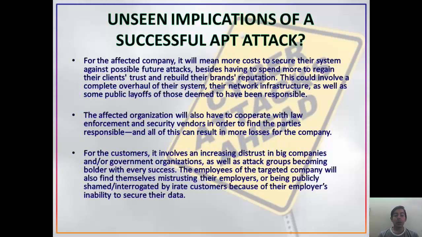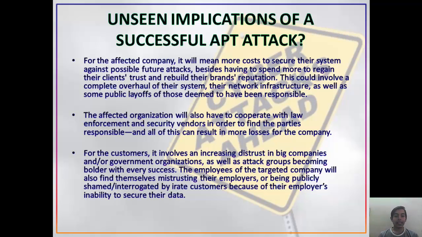Now what are some of the unseen implications of a successful APT attack? For the affected company, it will mean more cost to secure their system against possible future attacks, besides having to spend more to regain their clients' trust and rebuild their brand's reputation. Now this could involve a complete overhaul of their system, their network infrastructure, as well as some public layoffs of those deemed to have been responsible.